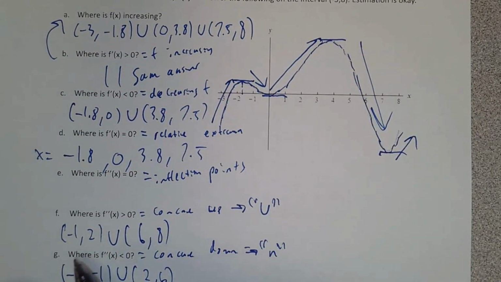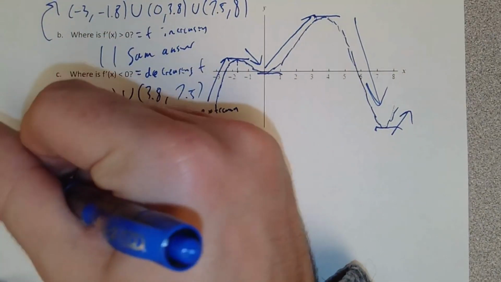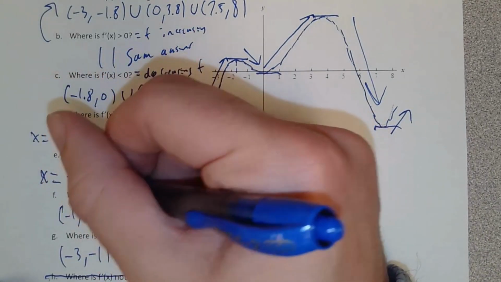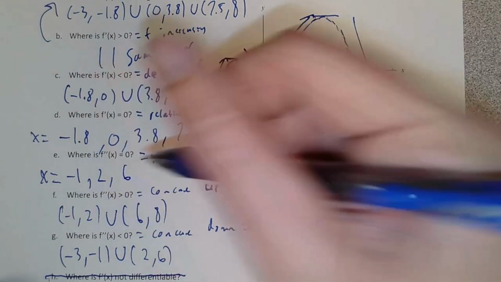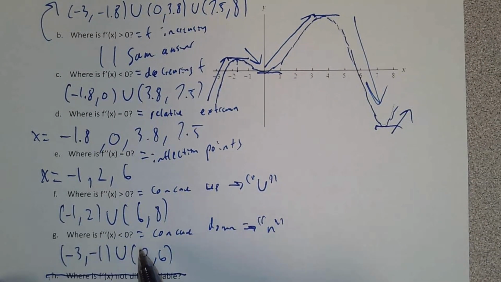That means that basically where these points trade off are the inflection points. So it's going to be at -1 and at 2 and at 6. Those would be the inflection points every time it changes. So it changes at -1, changes at 2, changes at 6.